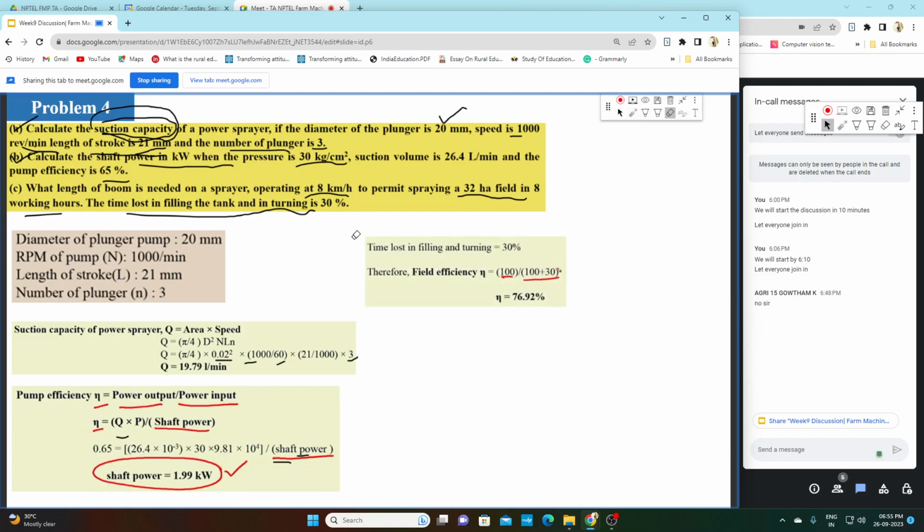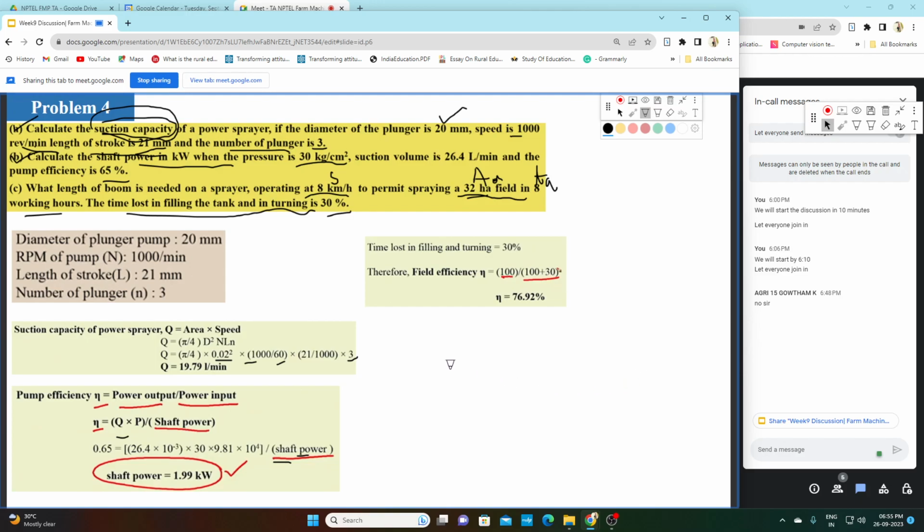Now, here, we have been given the length of the boom we have to find out, needed on a sprayer operating at 8 kilometer per hour. So we have been given speed, we have also been given hectare, meaning this is the actual area covered, AA. Time is also given, TA, this is the actual time. So we know that the sprayer is covering 32 hectare in 8 hours, and also the time lost in filling is given as 30%. So we have to find out the length of the boom.